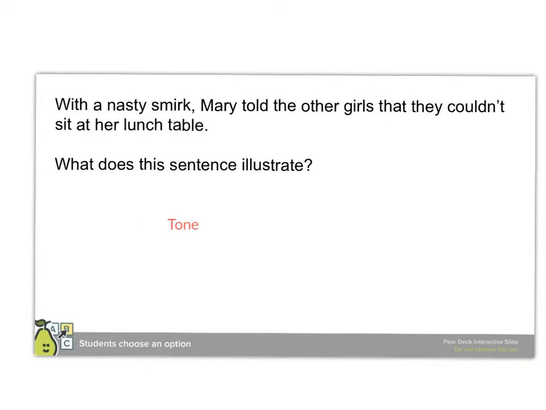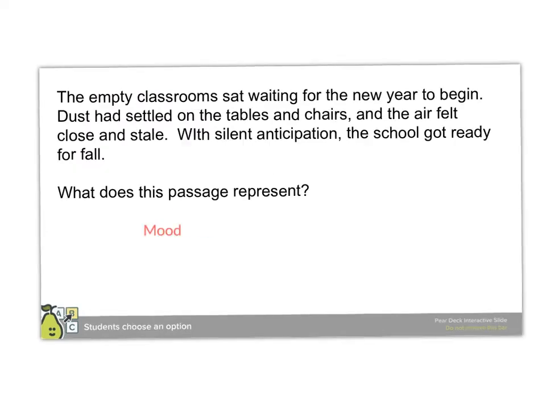So here's an example of how an author would create tone. With a nasty smirk, Mary told the other girls they couldn't sit at her lunch table. So Mary's being kind of nasty. So nasty is a tone. And tone is easiest to understand when you think of it as tone of voice. So imagine a mean, nasty girl telling other kids they can't sit at her lunch table. So this is an example of tone.